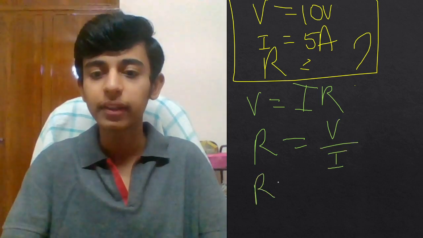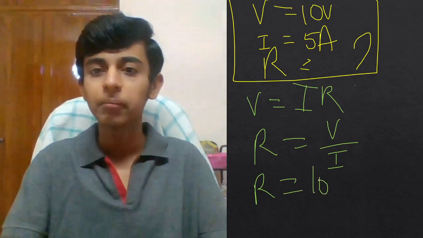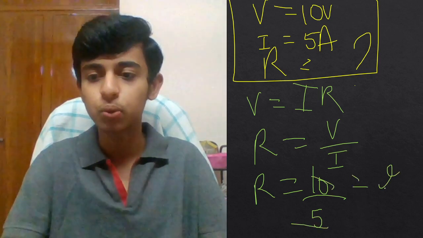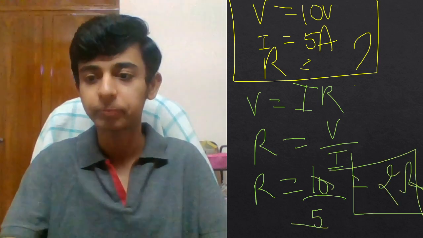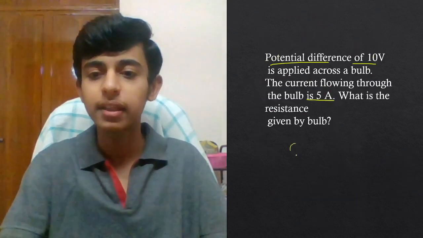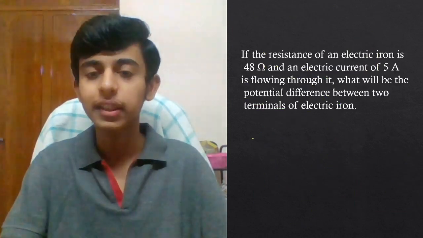So if I apply the values, V is given to you, just substitute 10, I is given to you 5, so your resistance is going to be 2 ohm. Simple. Resistance will be 2 ohm. So what is the answer? 2 ohm. Got it? Let's move to the next question.